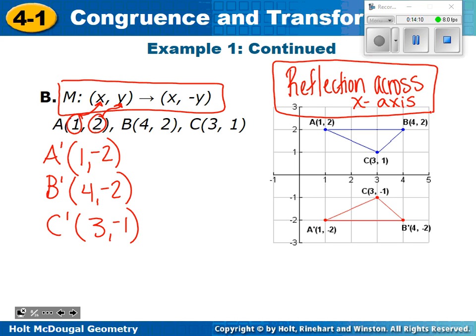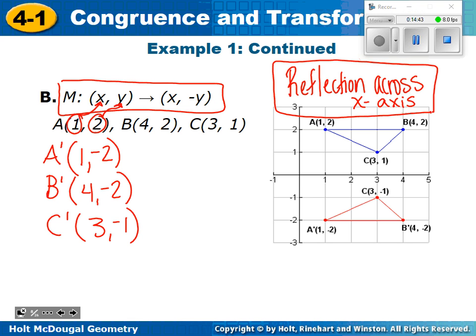So what you just learned is that if (x, y) maps onto (x, negative y), it's going to be a reflection across the X-axis. Think about why that is. If you go across the X-axis, which value is changing from positive to negative? The Y. So Y is going from positive to negative, which means you're going to reflect across the other variable's axis. Does that make sense?